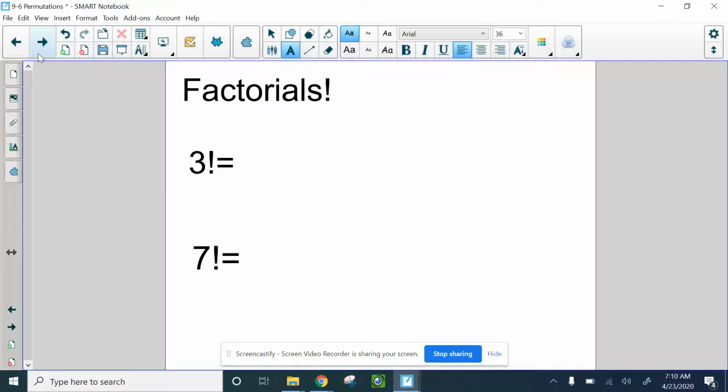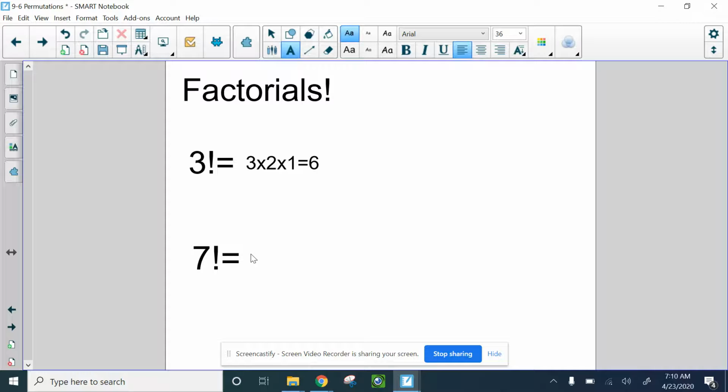Sometimes we're going to see something with an exclamation point. This is something called a factorial. So if I see 3 exclamation point, it's not like an ELA when it ends a sentence. It's a symbol that means something called a factorial. A factorial is just when I start with the 3 and I multiply all the numbers all the way down to the 1. So 3 factorial would just be 3 times 2 times 1. So 3 exclamation point or 3 factorial would equal 6.